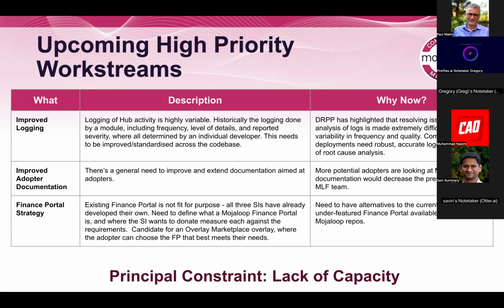There's a general need to improve adopter documentation. It's not just language. We always need to improve and extend our documentation.